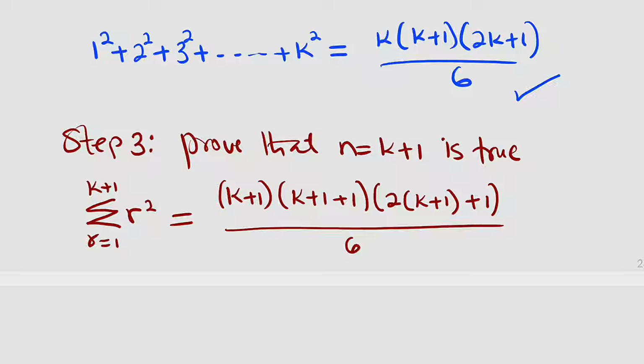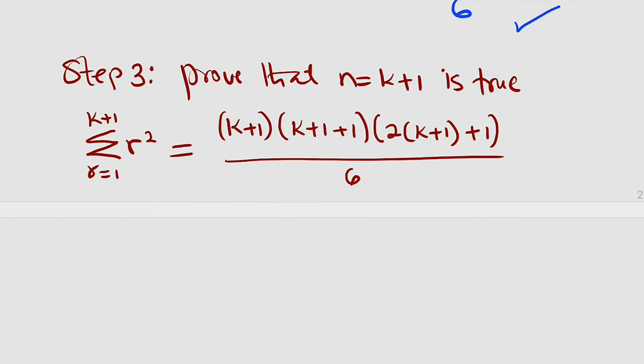Let me first of all simplify the right hand side before coming back to the left hand side. The right hand side, from here you can see we have 1 plus 1 equal to 2, right? So we have k plus 1 multiplied by k plus 2, right?